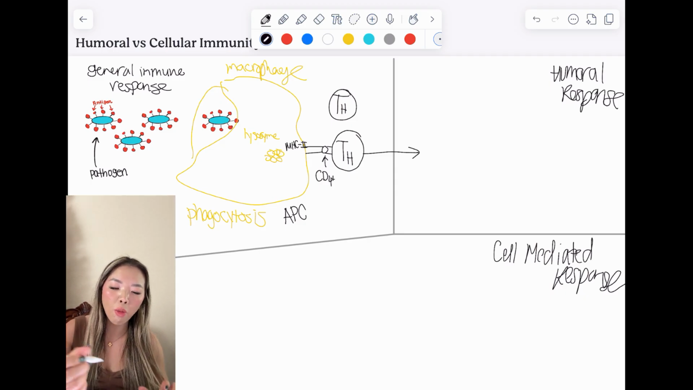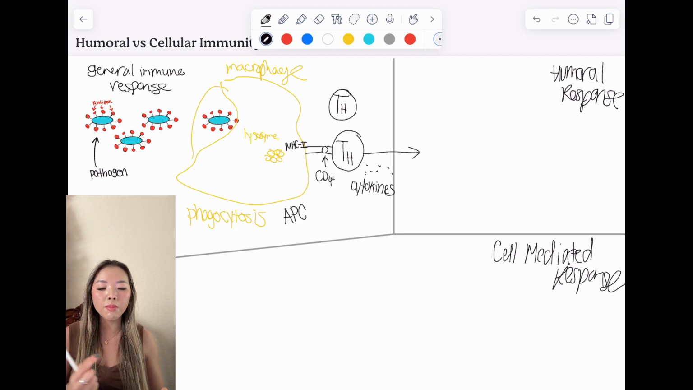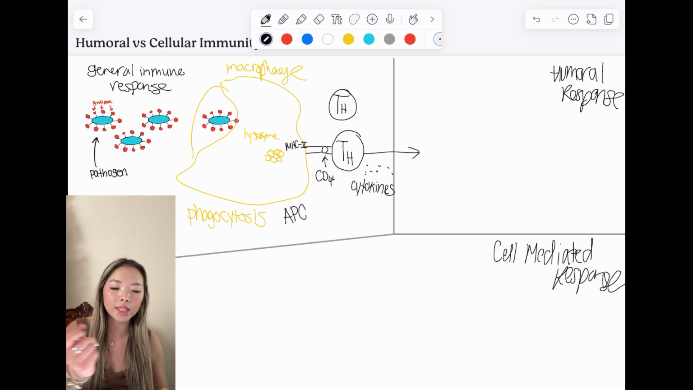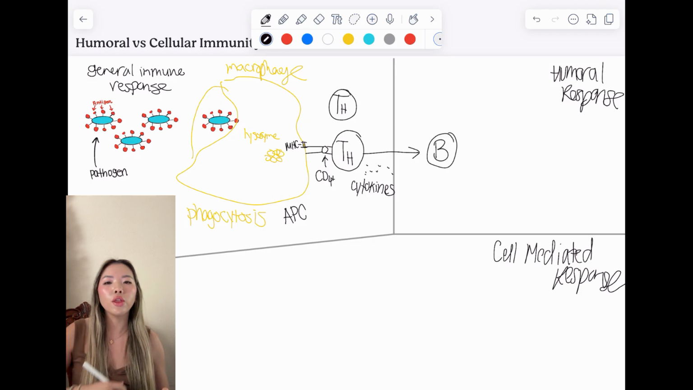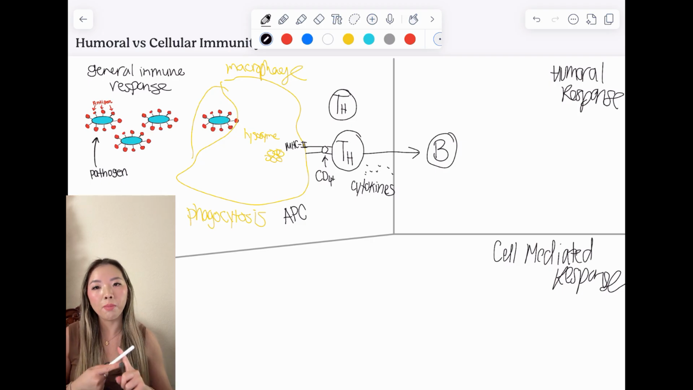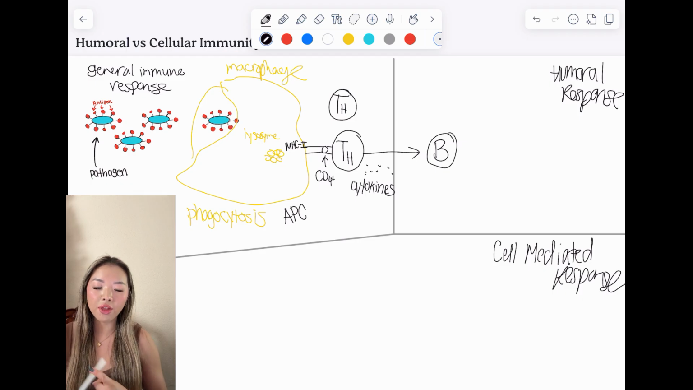So these T helper cells are going to release a chemical called cytokines. So cyto means cell and kine means to move. So they're going to move these chemicals to a cell. And it's going to move to B cells in the humoral response. B cells, we know, mature in the bone marrow and they make antibodies. While T cells are also made in the bone marrow, they are matured in the thymus.